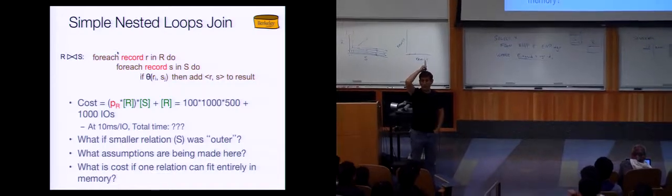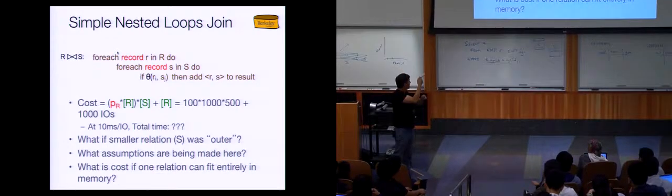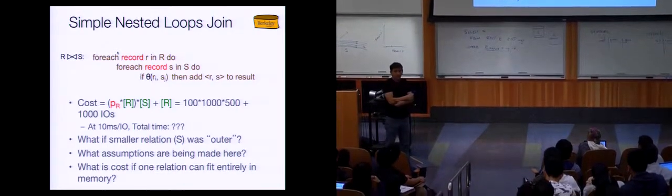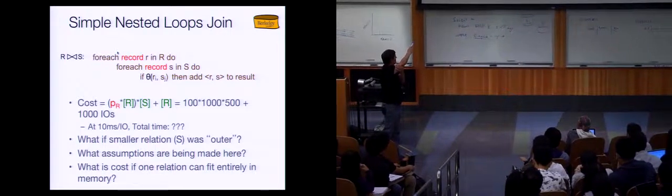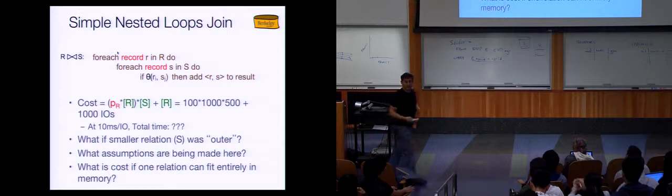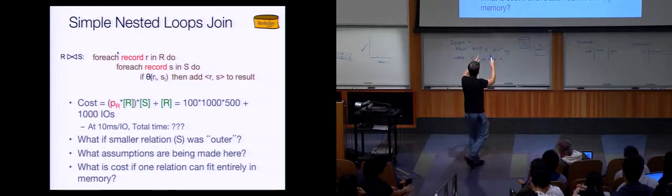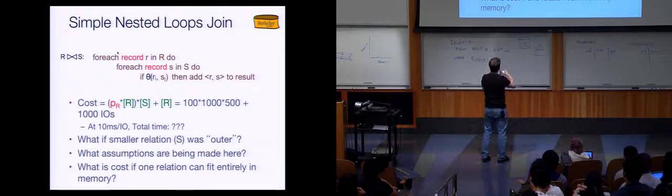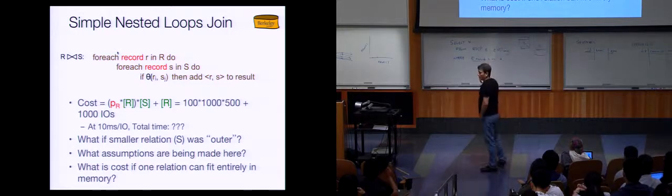If S is smaller, would it be better to do S and R the other way around? How many times do we visit R in this thing? S plus 1 times, right? If we do it the other way around, if we swap the R and the S, so to speak, well, how many times do we visit S?